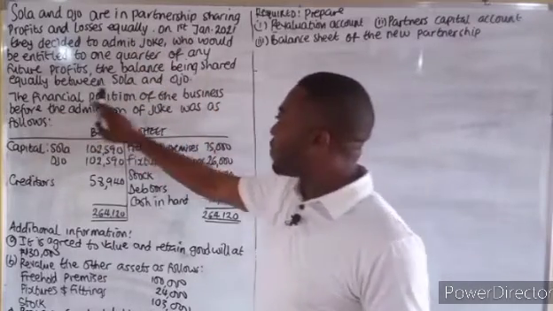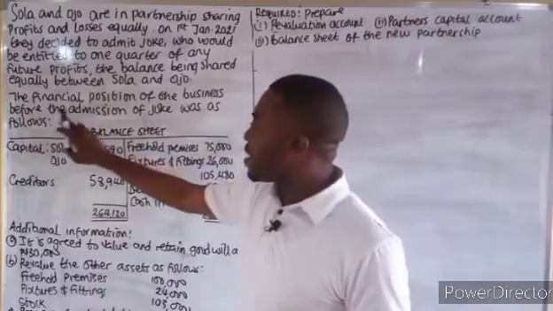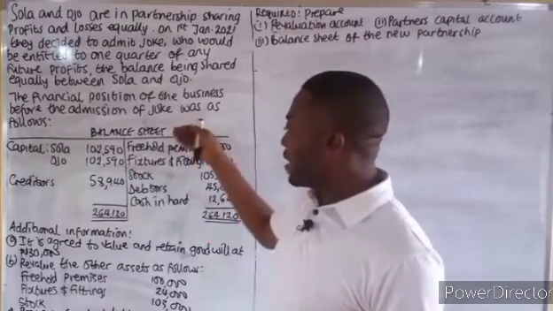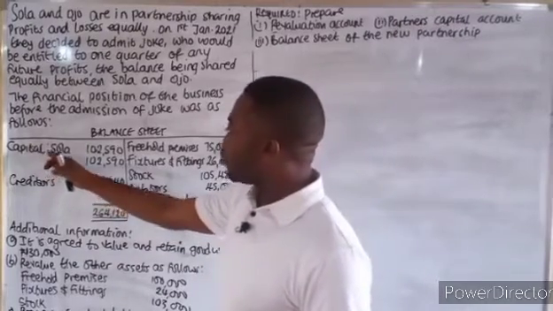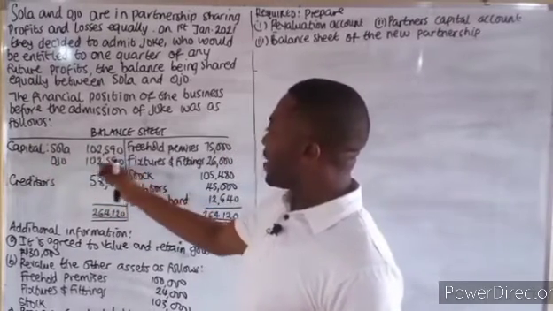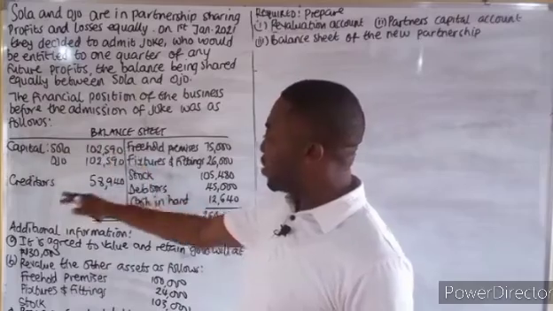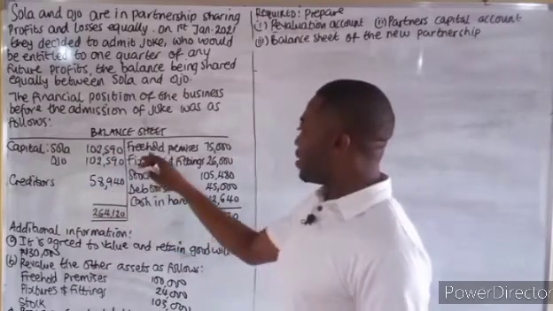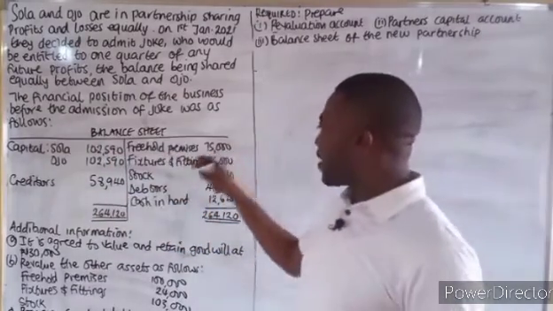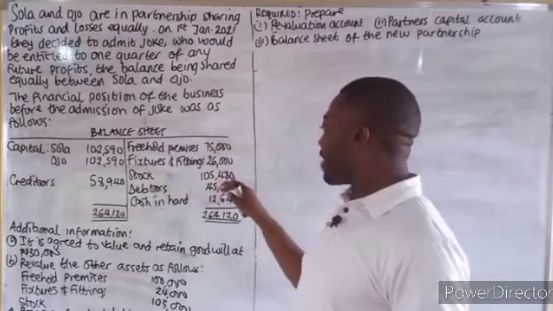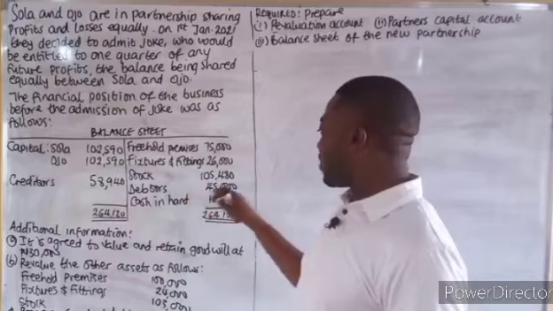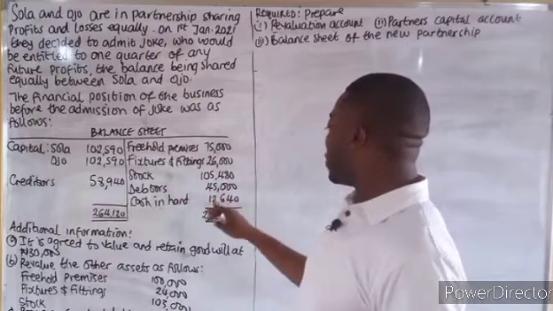Now, they said the financial position of the business before the admission of Joke was as follows. And this is the balance sheet before they admitted the new partner. They have the capital contributed by them, 102,590, that's equally. Creditors, 58,940. Freehold premises, 75,000. Fixtures and fittings, 26,000. Stock, 105,480. Debtors, 45,000. Cash in hand, 12,640.